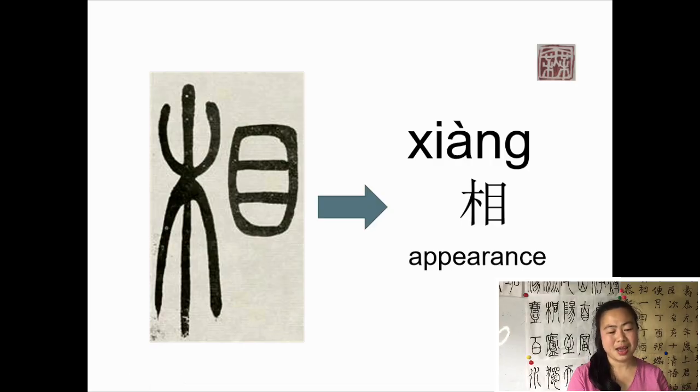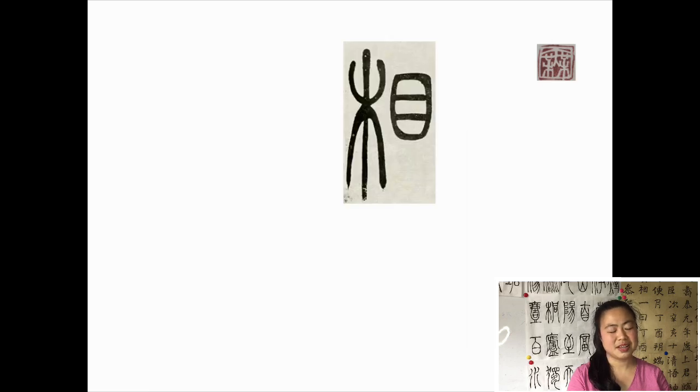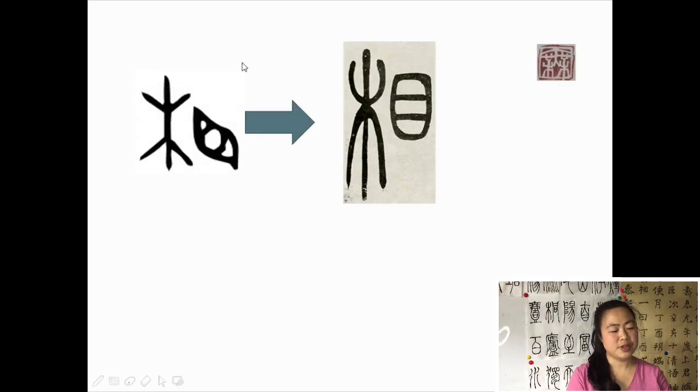How and why did this character come to mean appearance? Now let's look at the history. So this was the xiàng style calligraphy, which we used in the Qin dynasty, which means 2,000 years ago. Then when we look at the first generation of this character, it's more obvious.